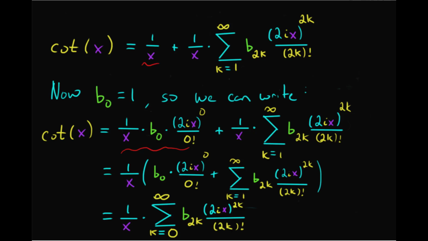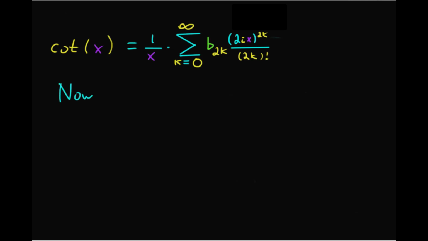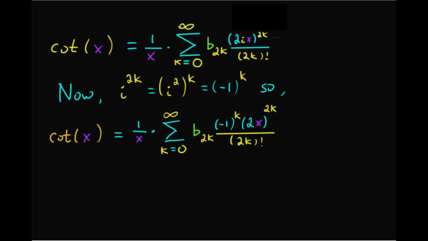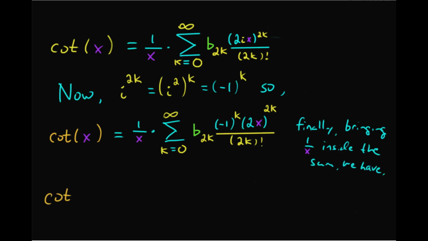So let me bring that again to the top, and we can simplify this even further, because it turns out that i to the 2k just equals the quantity i squared to the power of k. In other words, that just equals negative 1 to the k. So I can rewrite this expression as cotangent of x equals 1 over x times this indexed sum, k equals 0 to infinity, of b sub 2k times negative 1 to the k times 2x to the 2k all over 2k factorial.